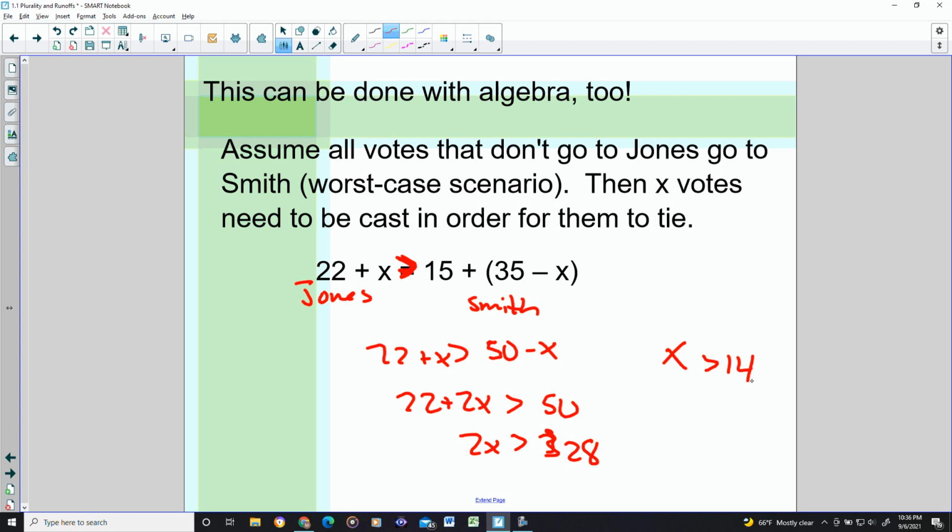So as long as X has 15 or more, right? Because remember, decimals don't count here. So as long as Jones gets 15 or more of the votes, we're good. Okay. So you can solve this with algebra or by thinking logically.